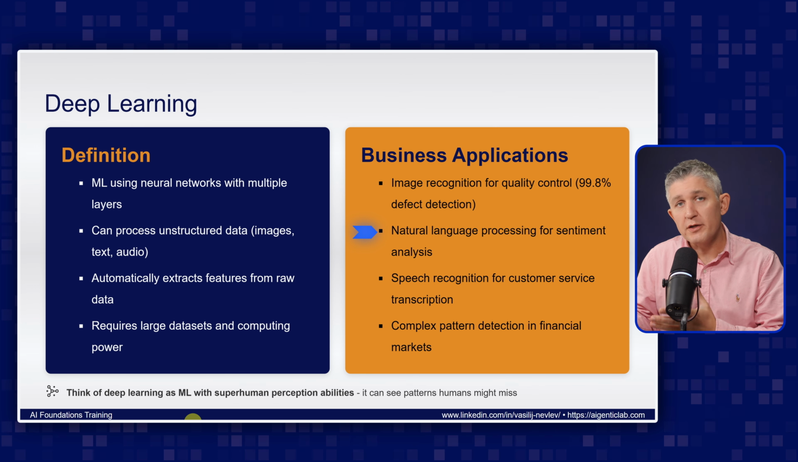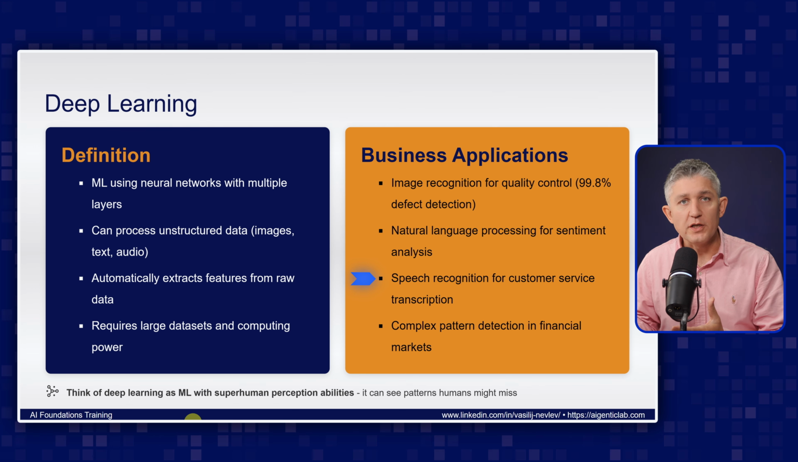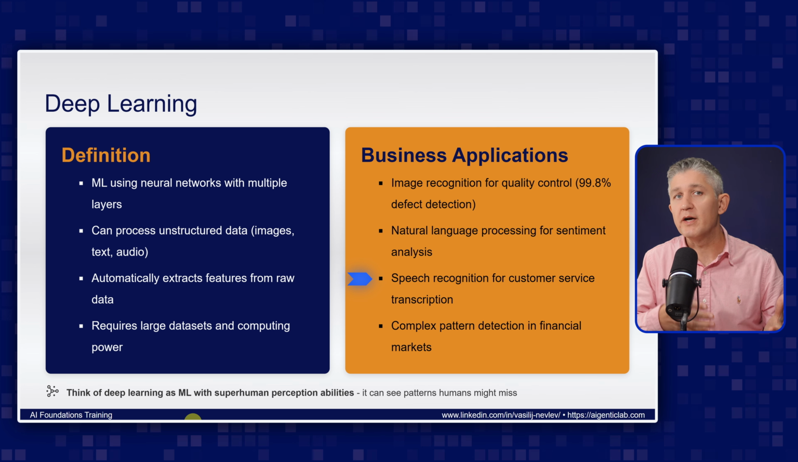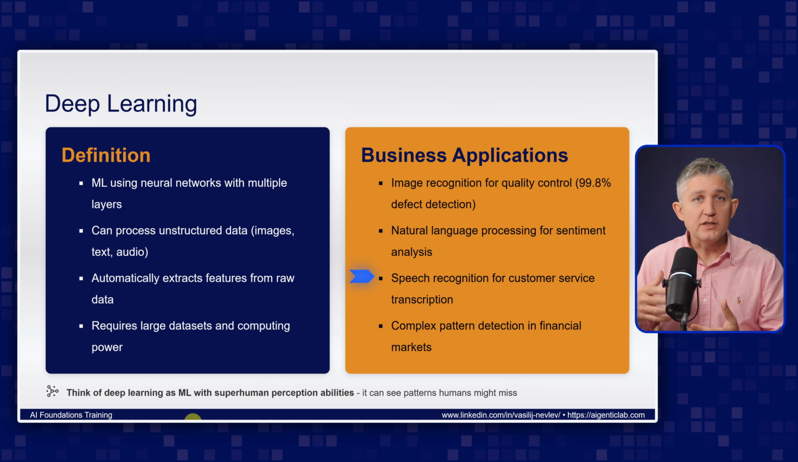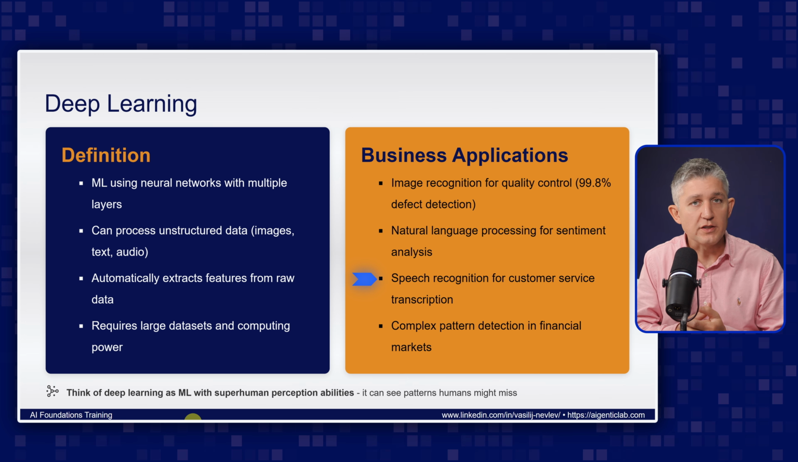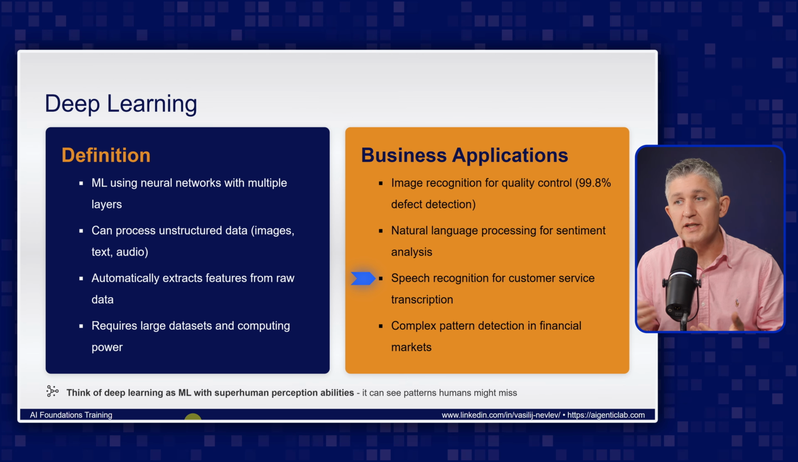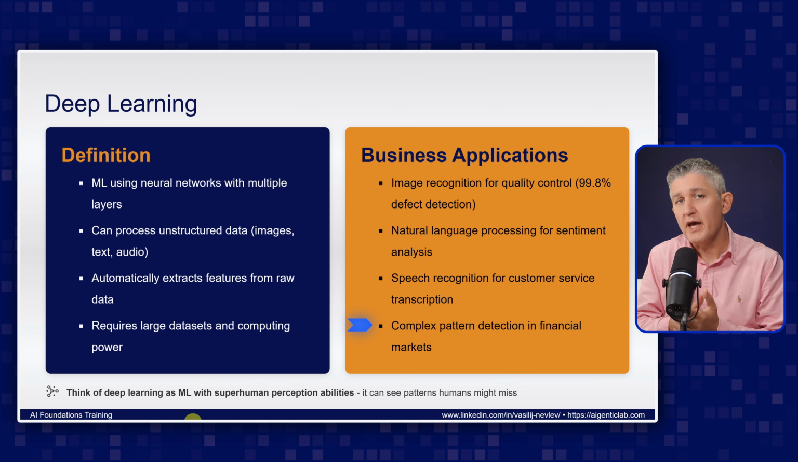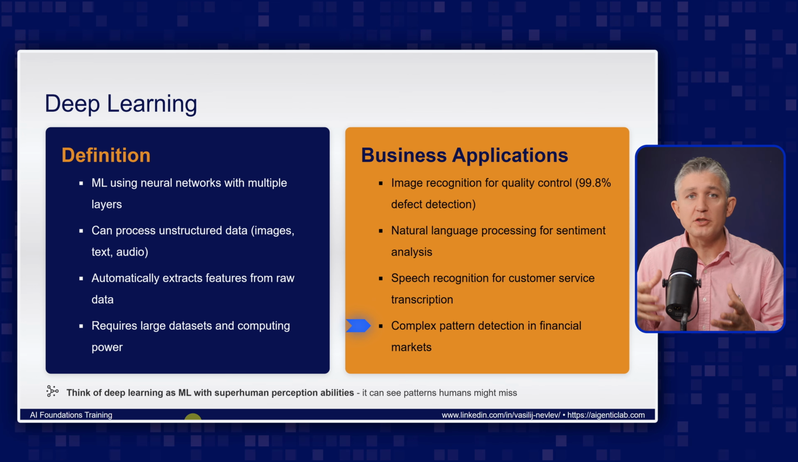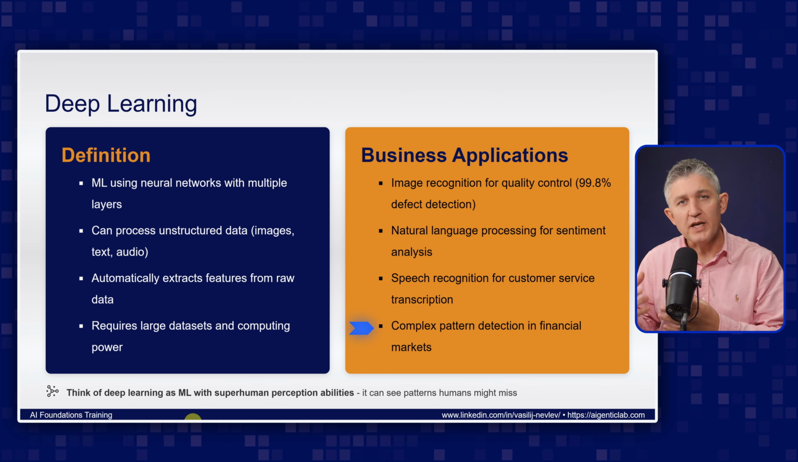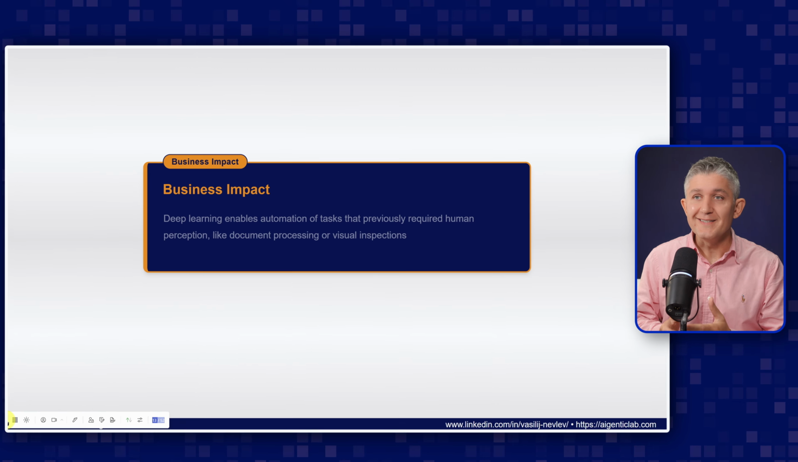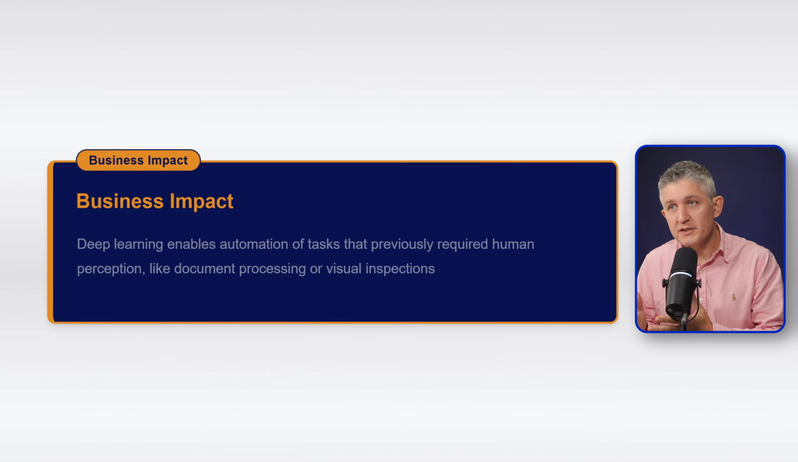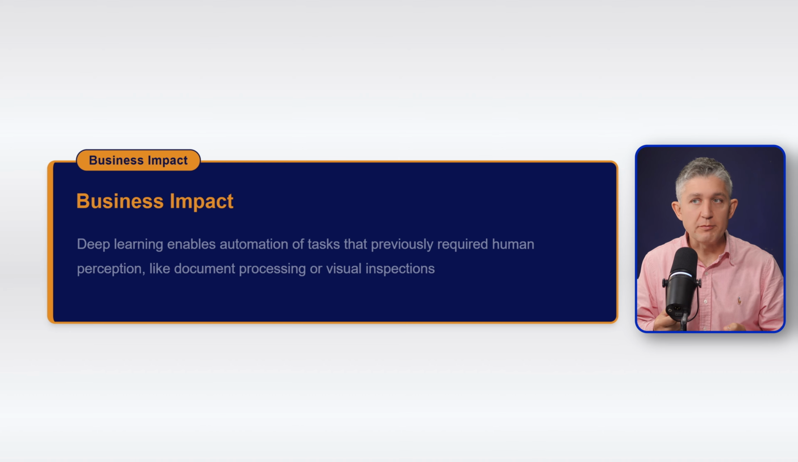Same for natural language processing. If you operate a call center, imagine the ability to transcribe every single call as it comes in. That is again an example of applied deep learning that you didn't necessarily need to do yourself within the business. You just get access to the algorithms. Deep learning is able to uncover structured patterns in inherently messy and unstructured data. Another way to think about the business impact of deep learning is that it enables the automation of tasks that previously required human perception, like document processing or visual inspections.